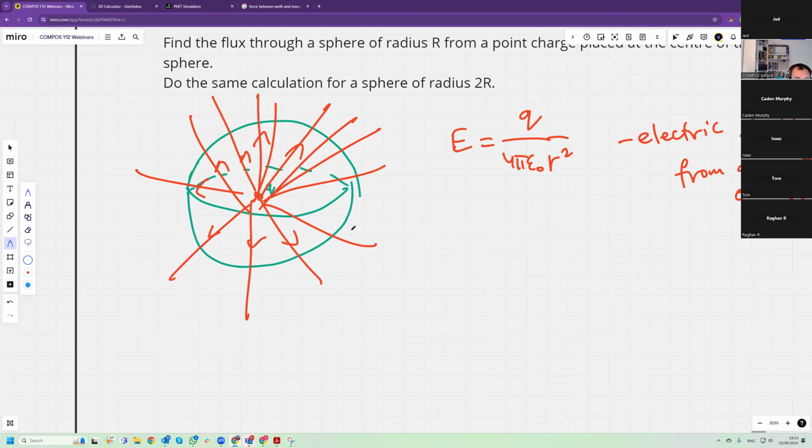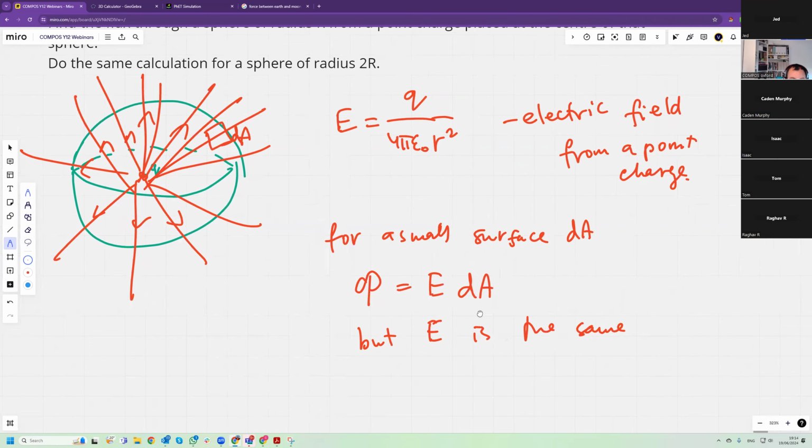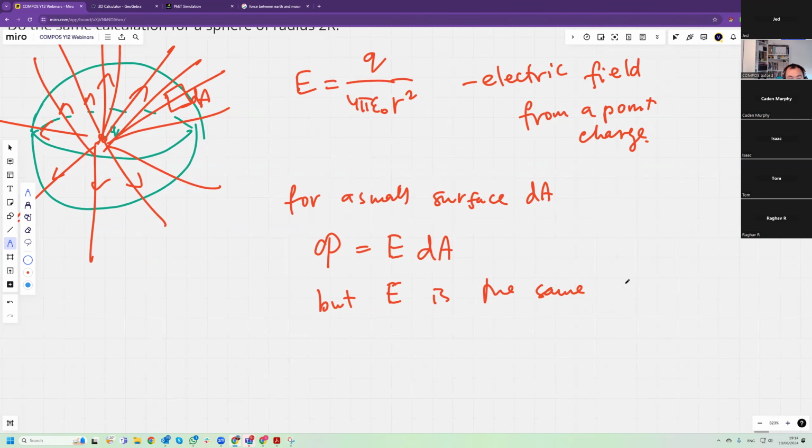Now, for any surface that you take here, a small surface, let's call it dA, the flux is going to be E multiplied by dA. But E is the same. Well, it's a vector, but it's the same magnitude. It's the same at any point on the surface.